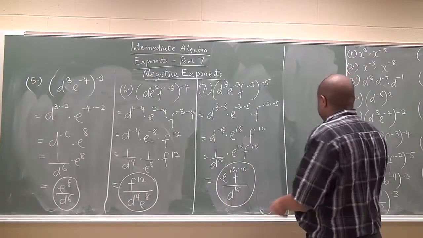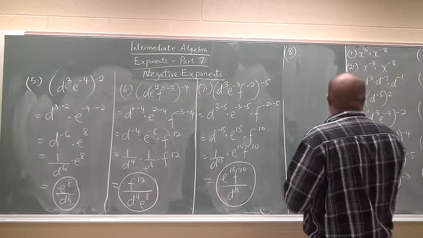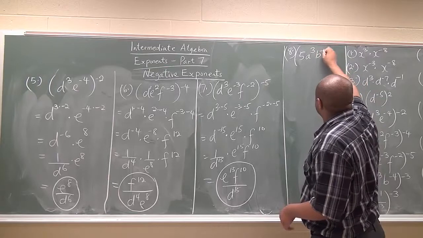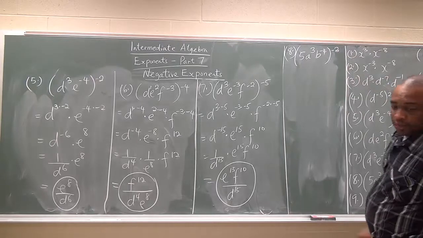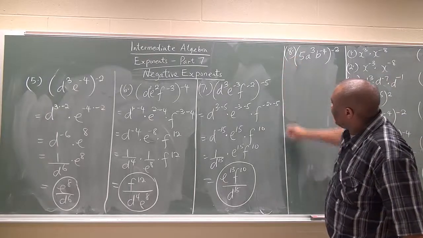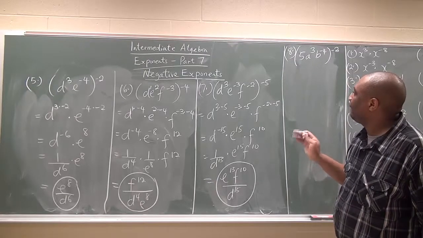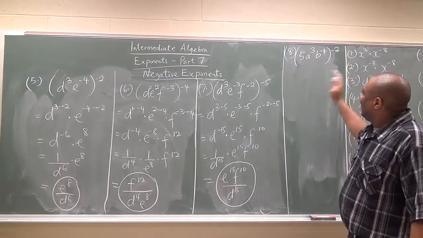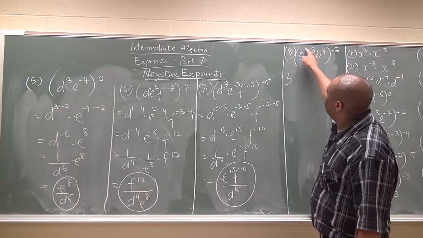Question 8. We have 5 a cubed, b to the negative 4, all in parentheses, exponent negative 3. Now we have two ways of doing this. I can show you the two ways, but I would prefer to just do it the easier way. But if you want me to teach you the second way, I can. Now what's the easier way? This first. Okay, this means 5. Of course, this means 1.